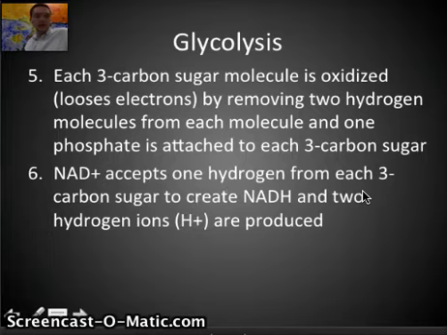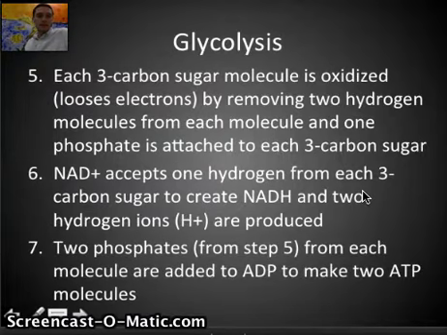NAD plus accepts 1 hydrogen from each of the 3-carbon sugars to create NADH, and 2 hydrogen ions are produced. Both of those will be used a little bit later in our electron transport chain. And then 2 phosphates from step 5 from each molecule are added to ADP to make ATP.